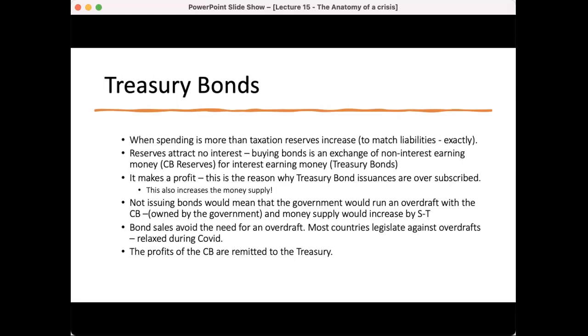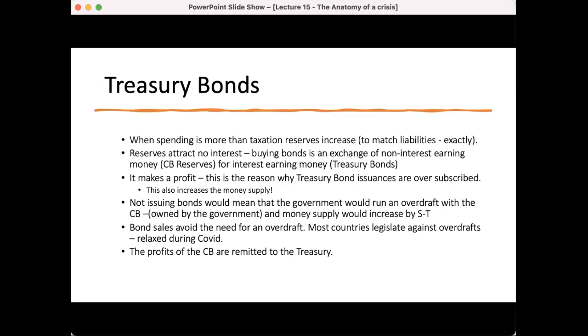So the government operates at a deficit, reserves go up, which means that Barclays, for want of another bank, is sitting on increased levels of reserves. What does it do with its reserves? Well, instead of it sitting there earning no money, it can exchange those reserves for treasury bonds and gain a fee, gain an interest. It can make money out of its increased reserves. So by exchanging non-fee earning money for fee earning money, the bank itself makes a profit.